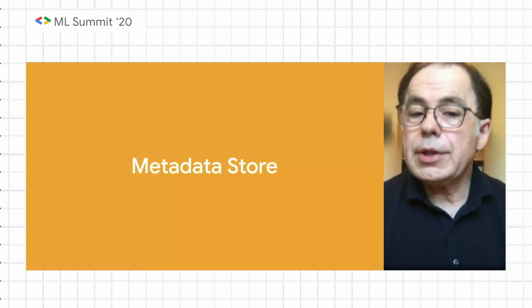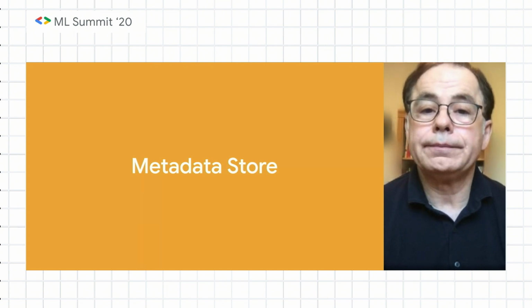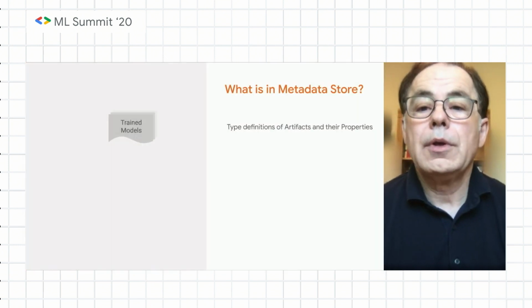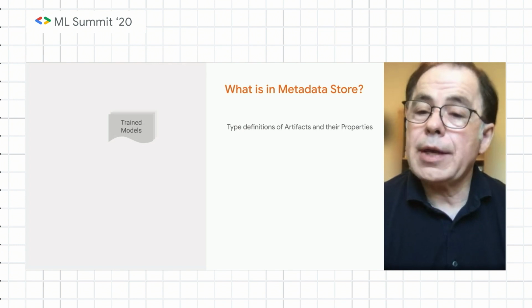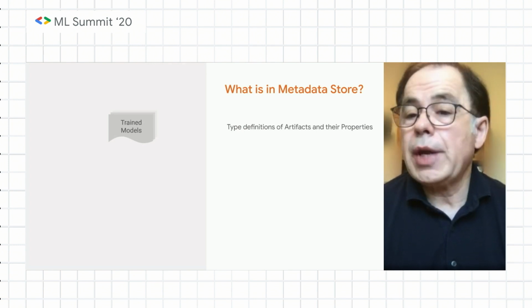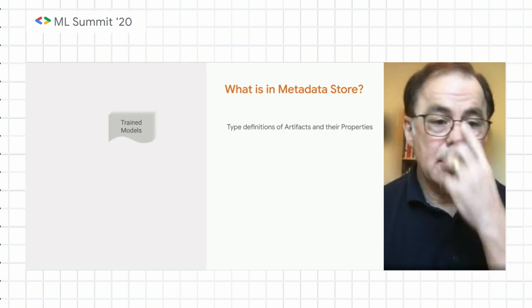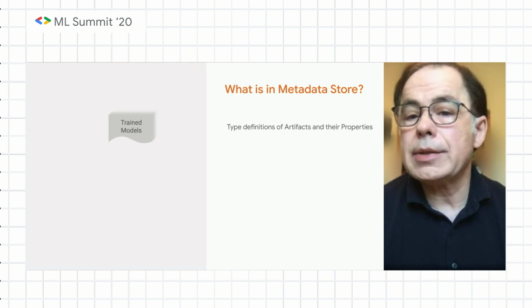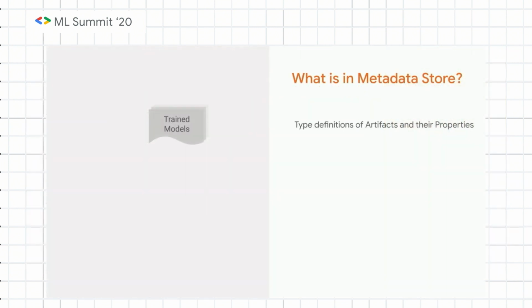So we've mentioned a couple of times that there's a metadata store. Let's dive into that. So first of all, what's in it? Well, there's artifacts, and artifacts have properties and types. So for example, a trained model is an artifact. A data set is an artifact. A transformed data set is an artifact. A schema is an artifact. You get the idea. Pretty much everything that you work with in a pipeline is an artifact.